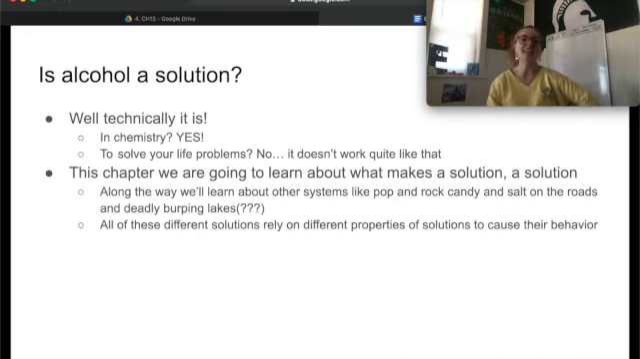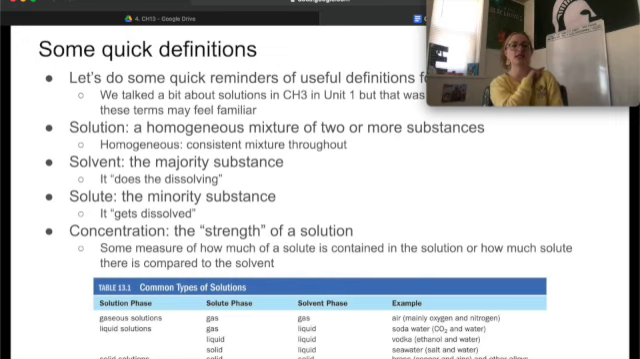So in this chapter, we're going to learn about what makes a solution a solution. And along the way, we're going to learn about other systems like pop and rock candy and salt on the roads and deadly burping lakes. All of these examples of solutions that I've given you rely on different properties of solution to cause their behavior. Eventually we'll get to talking about all of those fun topics, but first we got to get to some boring definitions. So let's get through that.